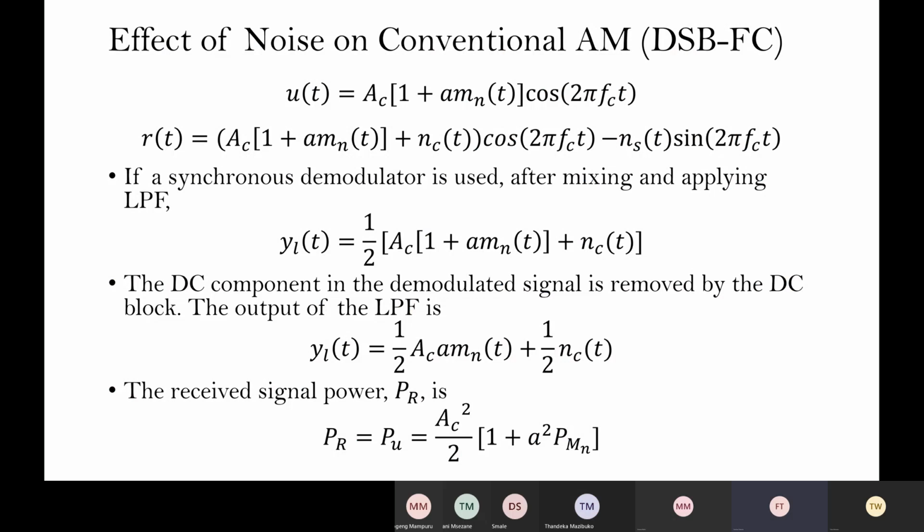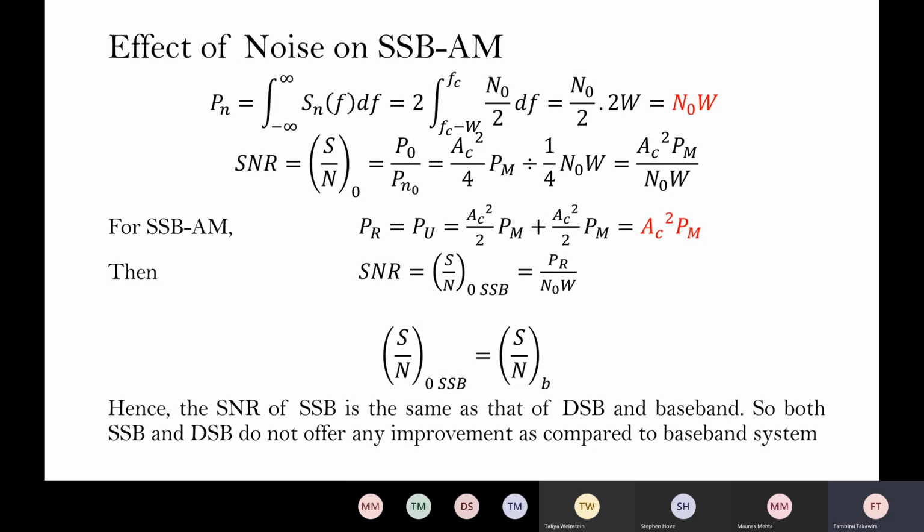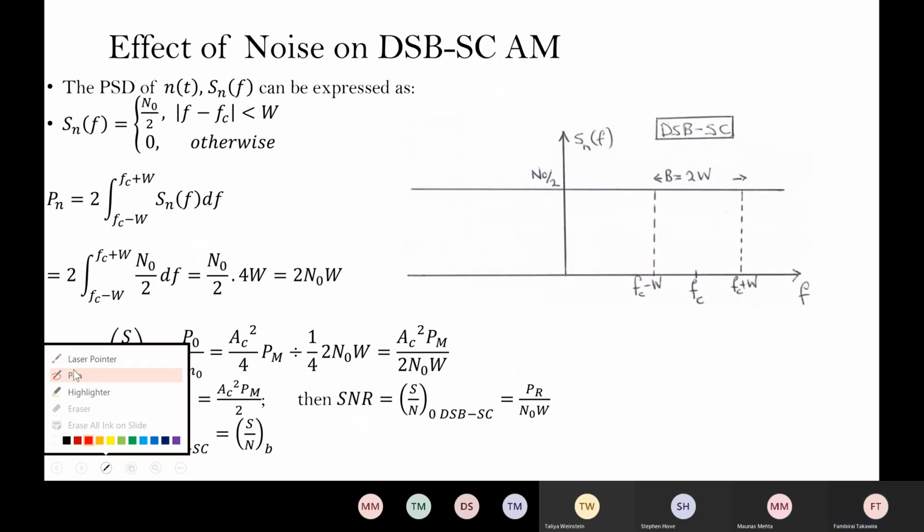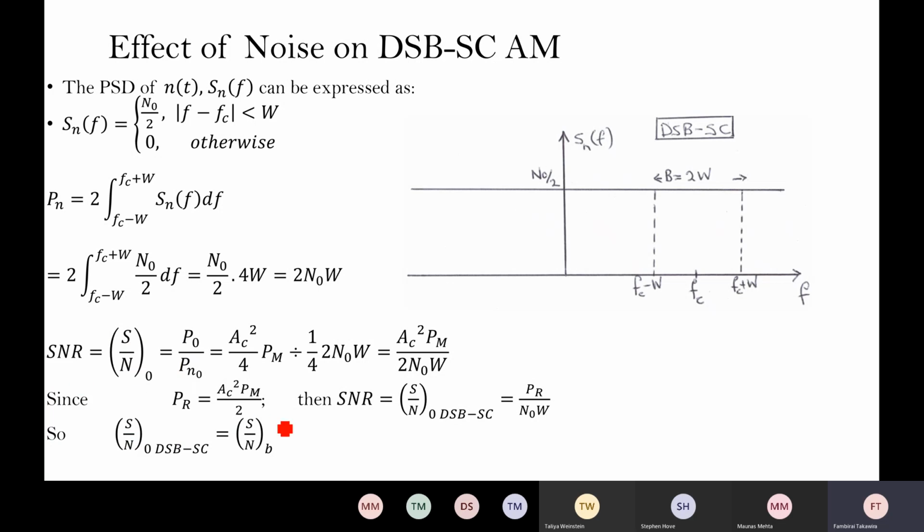Modulation schemes in the presence of noise. I believe we have covered the effect of noise on DSB suppressed carrier, where the result that we had at the end is that the signal to noise ratio at the output of a DSB suppressed carrier is the same as the signal to noise ratio for the baseband system.